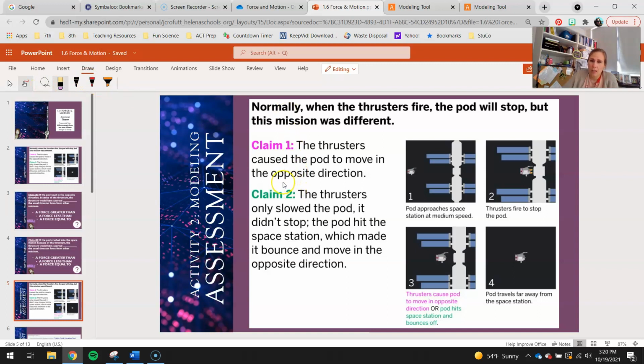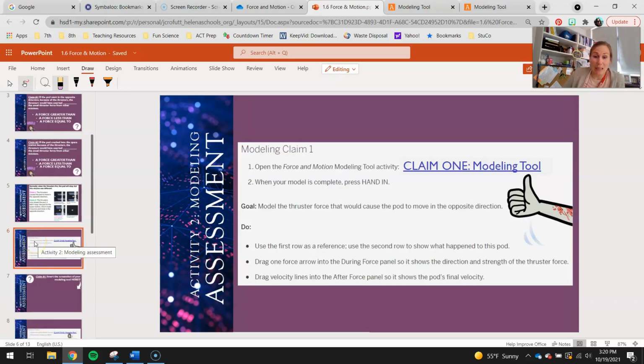Again, claim 1: the thrusters caused the pod to move in the opposite direction. Or claim 2: the thrusters only slowed the pod, it didn't stop it, and that allowed the pod to hit the space station, which caused it to bounce off and move in the opposite direction. Those are the two claims you are going to be modeling in these two modeling tools. Let's move on to the next slide. Slide 6 is all about claim 1.